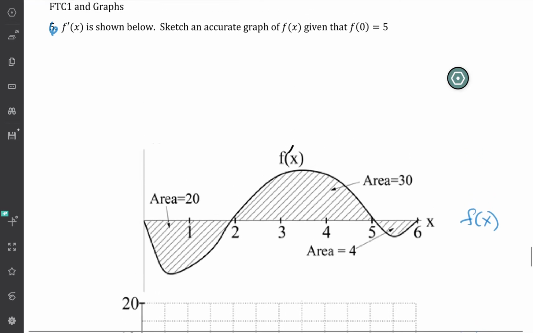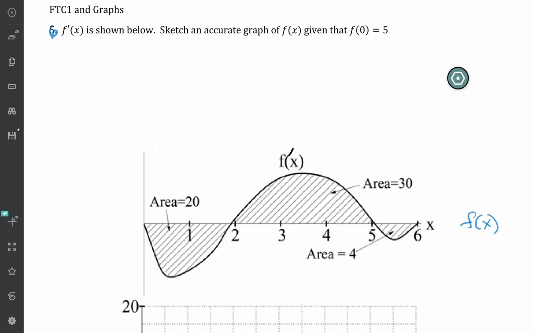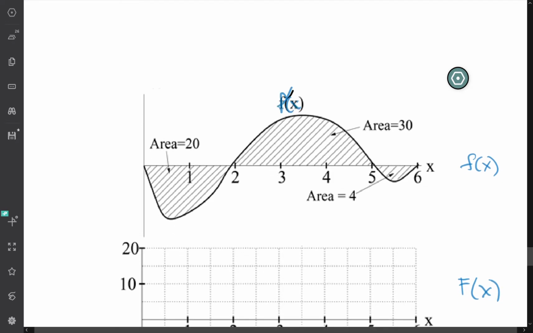Hi everyone. In this video we're going to look at how the first fundamental theorem can help us do a little bit better job of sketching antiderivatives.